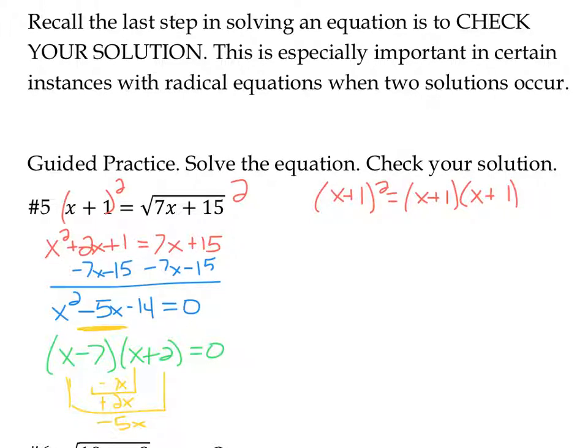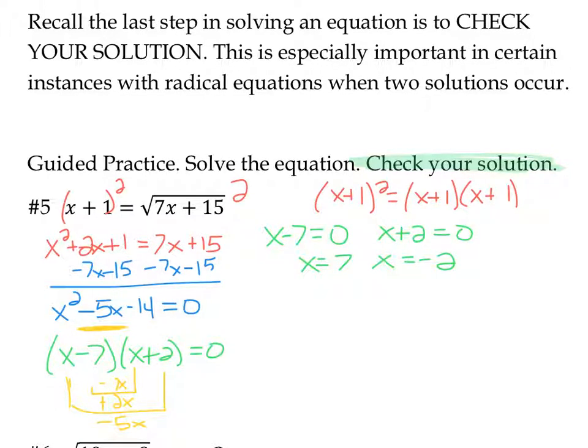And now how do I use that? Well, I'm going to set each of these equal to 0. So I have x minus 7 equals 0, x plus 2 equals 0, which means I get x equals 7, x equals negative 2. Those would be my two solutions based off factoring that quadratic equation. Now I need to check my answer. Don't forget to check your solution. So let's do that.